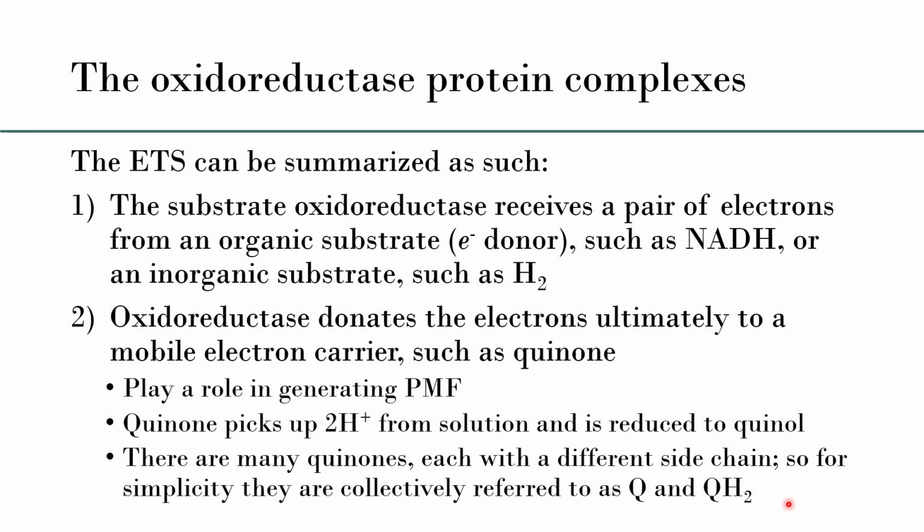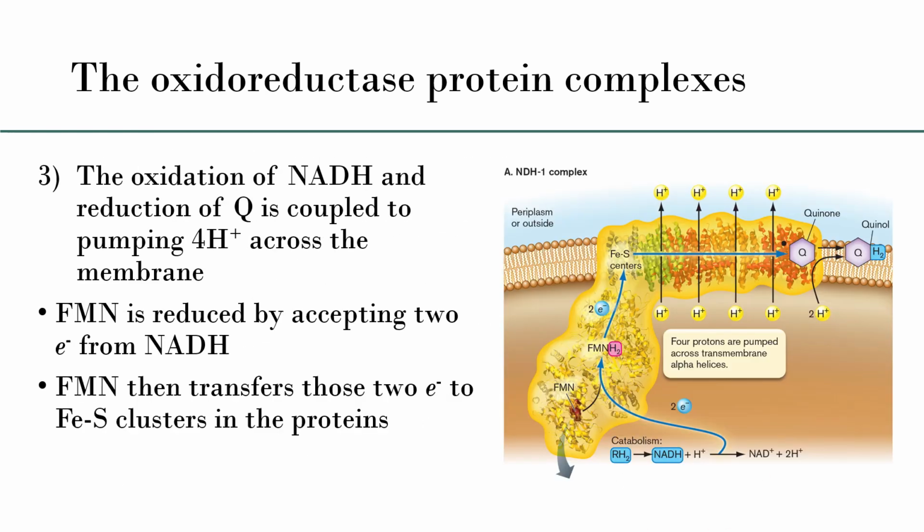But there's many different quinones. They all have their own different side chains, but we tend to refer to them as Q for quinone and QH2 for quinol. So let's get into this here. Step 3 is where we oxidize NADH and reduce Q. It's a coupled reaction. So we take that NADH and we pass those electrons and start to reduce our quinones to quinol. And that whole process, we end up releasing 4 hydrogen ions from the cytoplasm into the periplasm or the external environment.